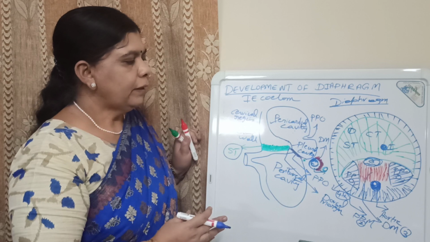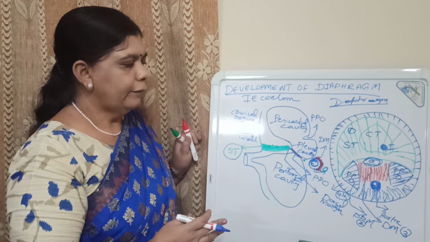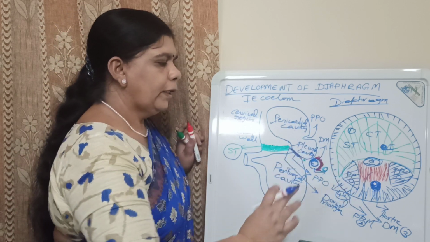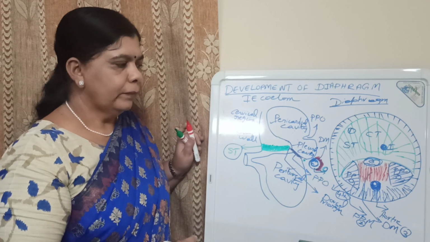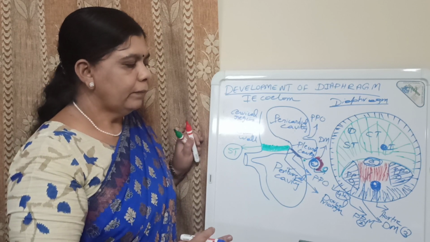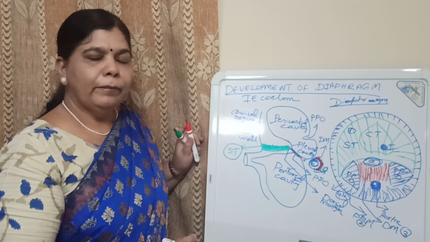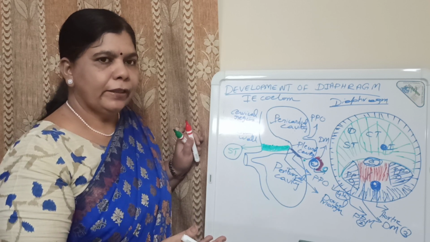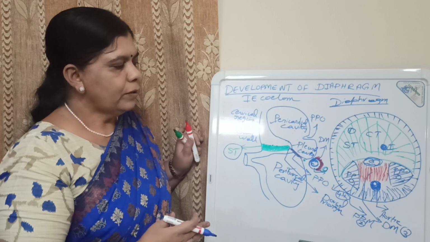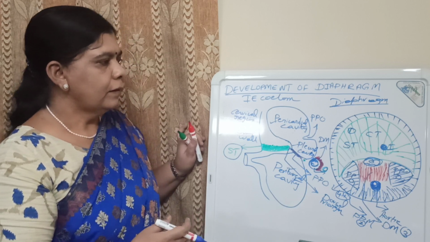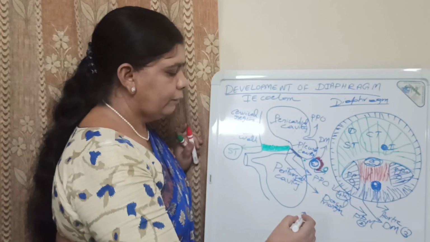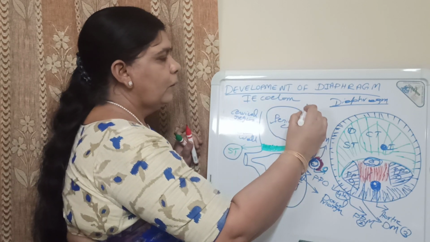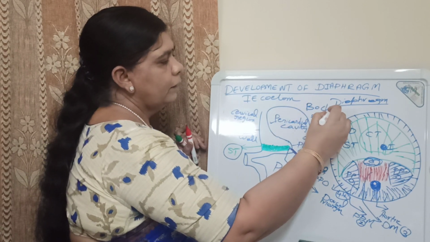What will be the congenital abnormalities of the diaphragm? If you see the development of the pleuroperitoneal membrane, the right side fuses first, then the left side. If it is not fusing, what will happen? The congenital abnormality of the development of the diaphragm is Bochdalek's hernia.